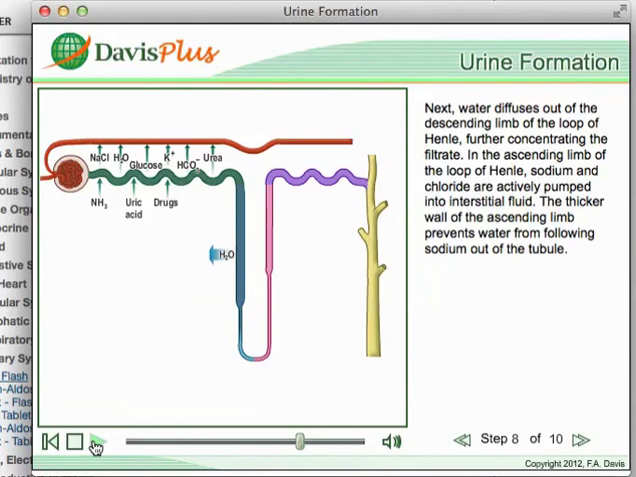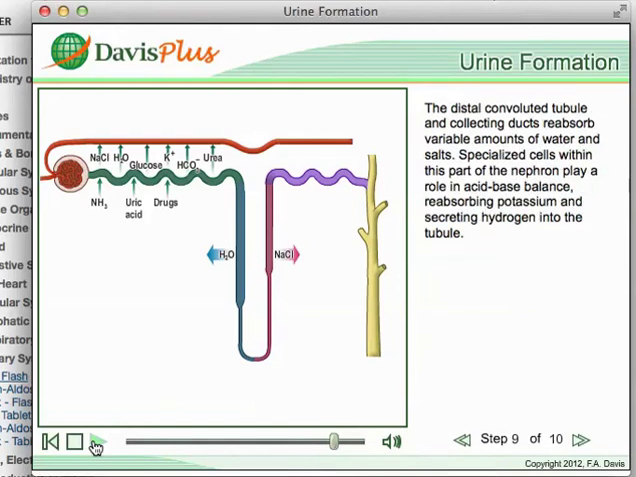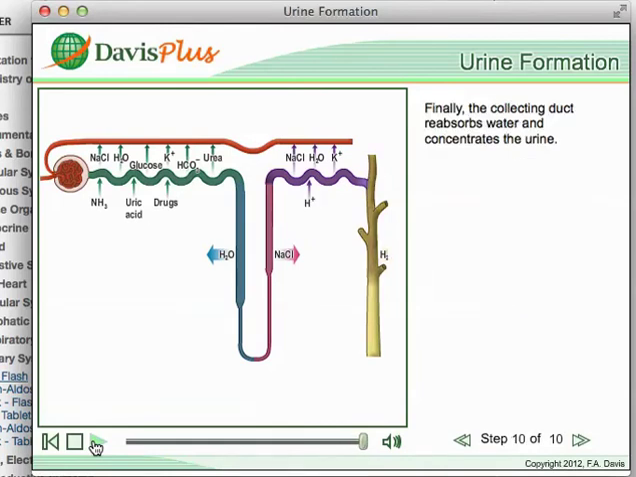Next, water diffuses out of the descending limb of the loop of Henle, further concentrating the filtrate. In the ascending limb of the loop of Henle, sodium and chloride are actively pumped into interstitial fluid. The thicker wall of the ascending limb prevents water from following sodium out of the tubule. The distal convoluted tubule and collecting ducts reabsorb variable amounts of water and salts. Specialized cells within this part of the nephron play a role in acid-base balance, reabsorbing potassium and secreting hydrogen into the tubule. Finally, the collecting duct reabsorbs water and concentrates the urine.